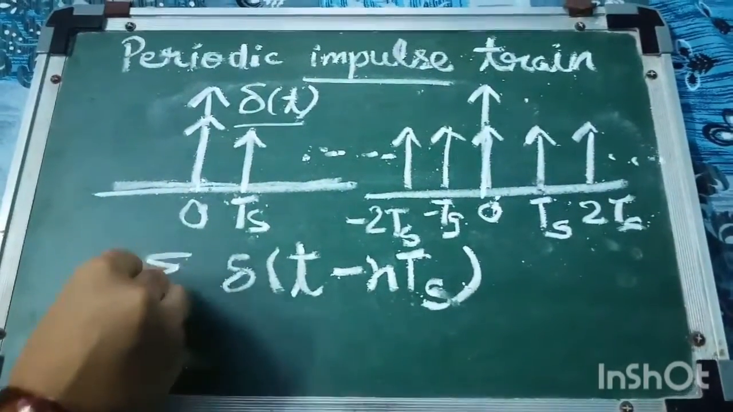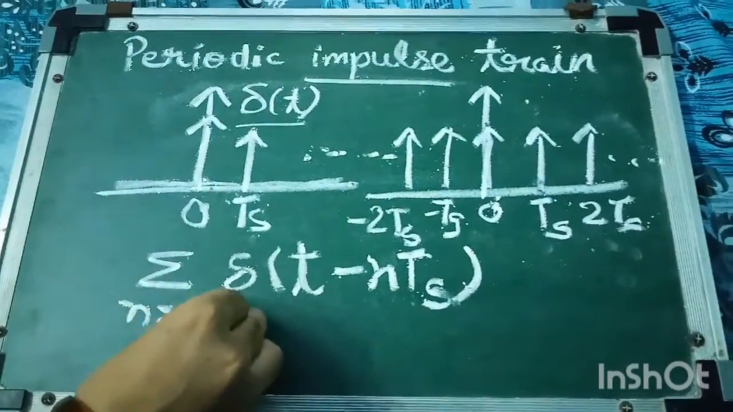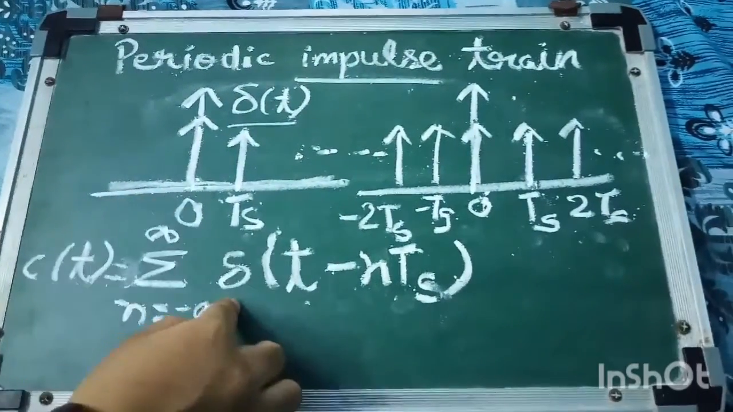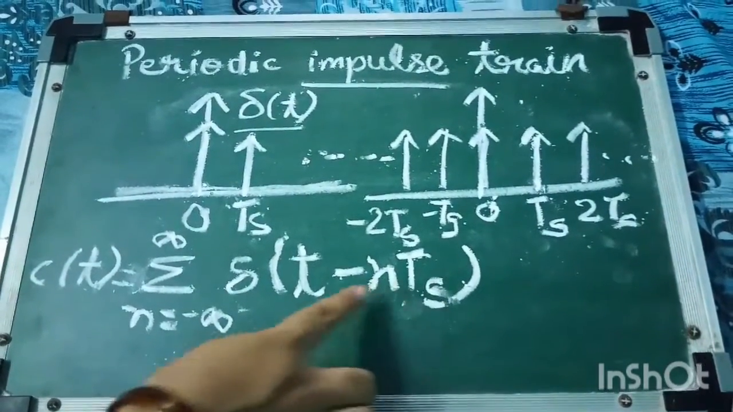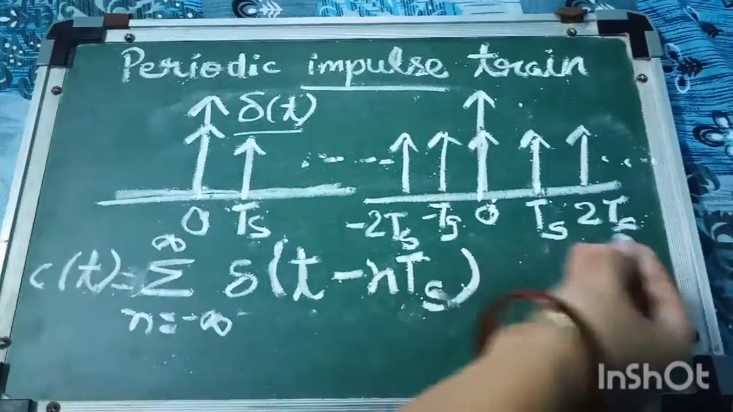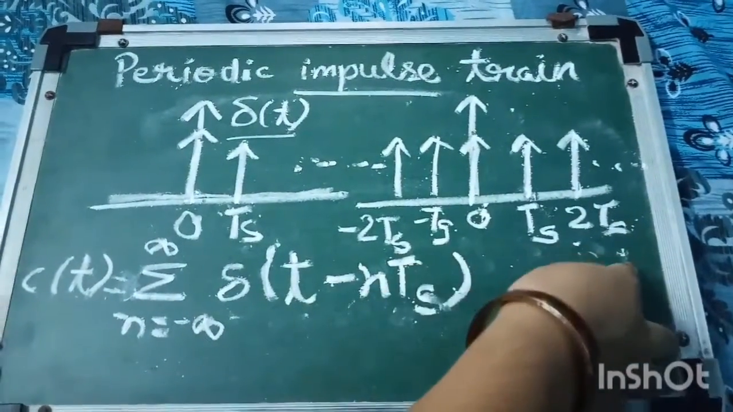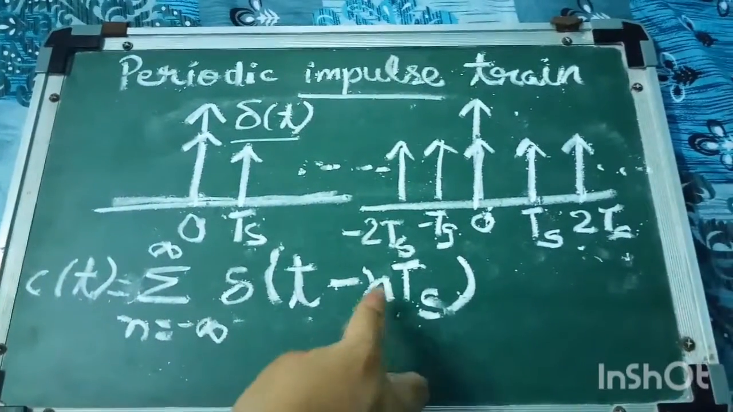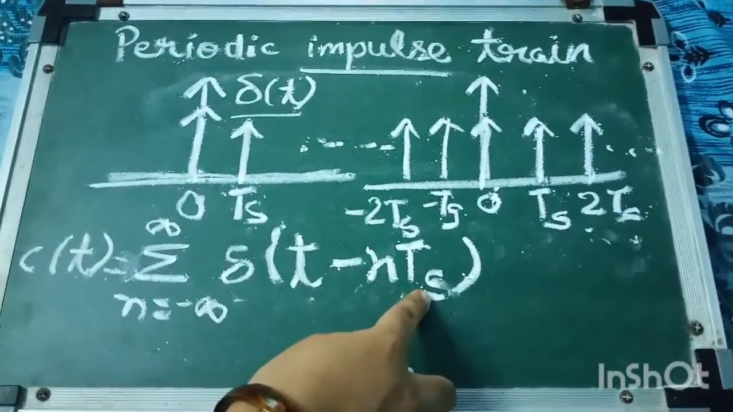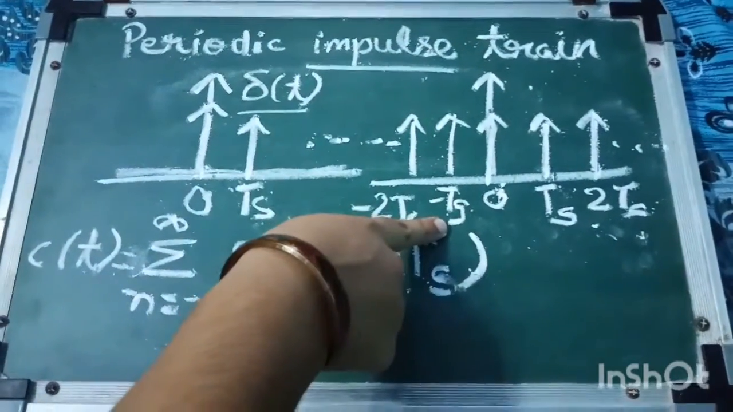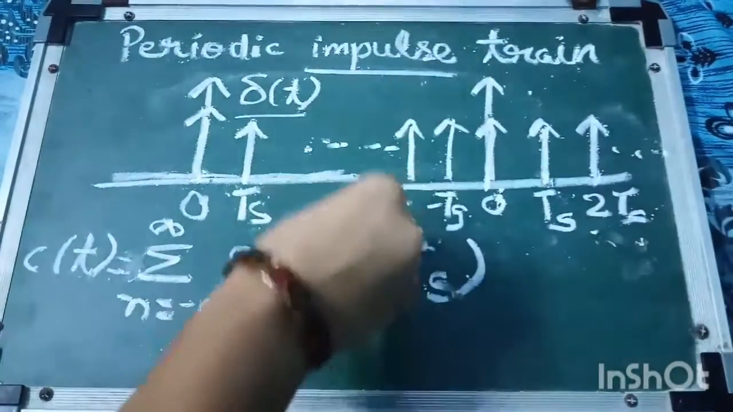So for summation, we will write sigma, and n is equal to minus infinity. If you write del of t minus 1 over here, then del of t minus Ts, and by writing 2 you are getting this. So the whole impulse train can be obtained on this side, as well as if I write minus 1 over here, it will be del of t plus Ts. That means here. So we can get the whole impulse train.